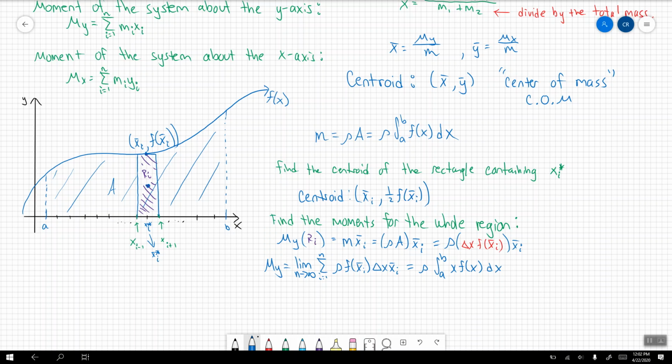Which means we're able to find all of the moments for the whole region, and these are the moments about the y-axis for the whole region. All right, so this was about the y-axis.